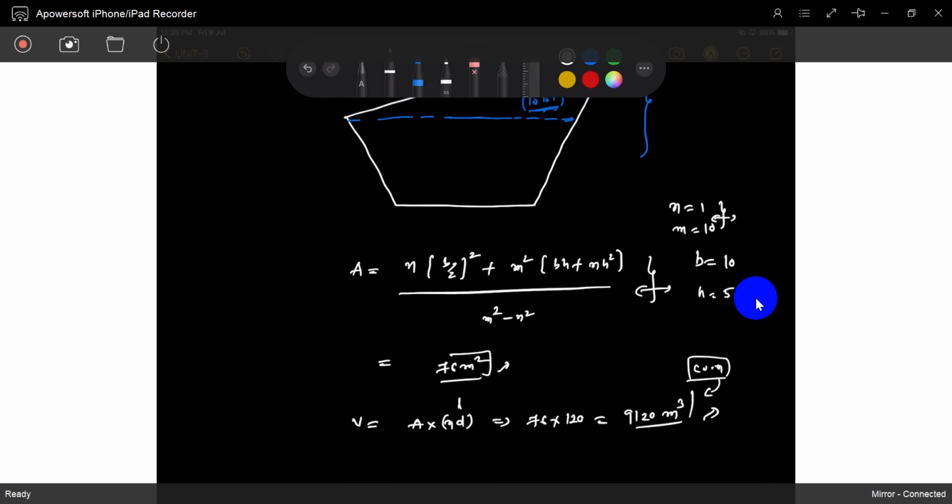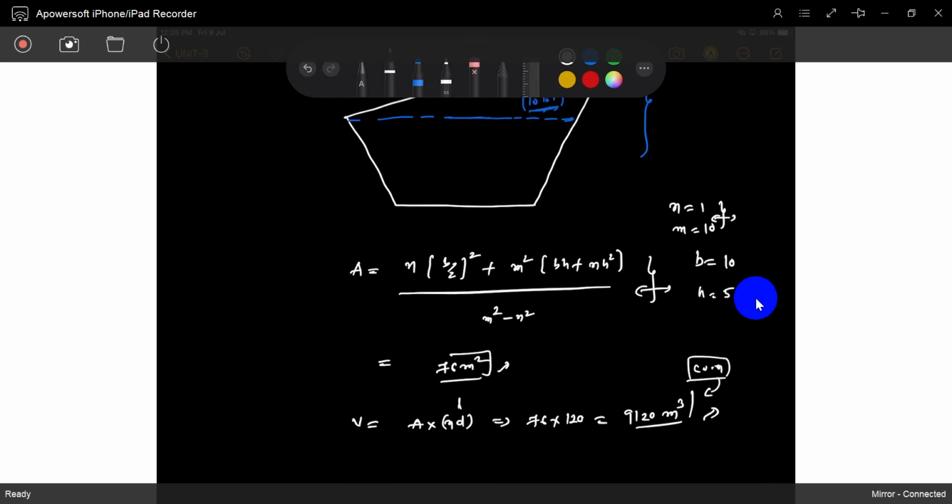Tomorrow, not tomorrow, next class, we will solve one problem and later we will see reservoir volumes. If any reservoir is there, how can you calculate its volume with respect to the contours? If it is a uniform cross section, like a well, if you know the area and the depth, you can easily find out the volume. It's not a big deal.